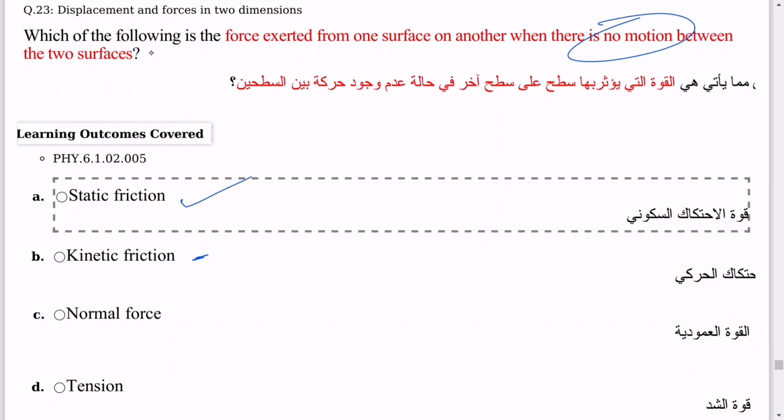So here in this question they are asking what is the force acting when the object is not in motion, when there is no motion between two surfaces. So when there is no motion, the force acting is called static friction.